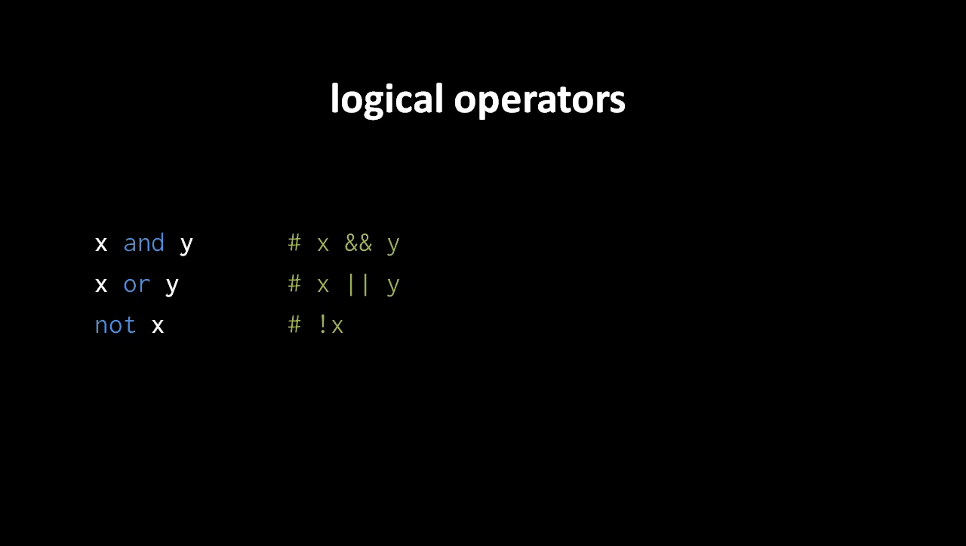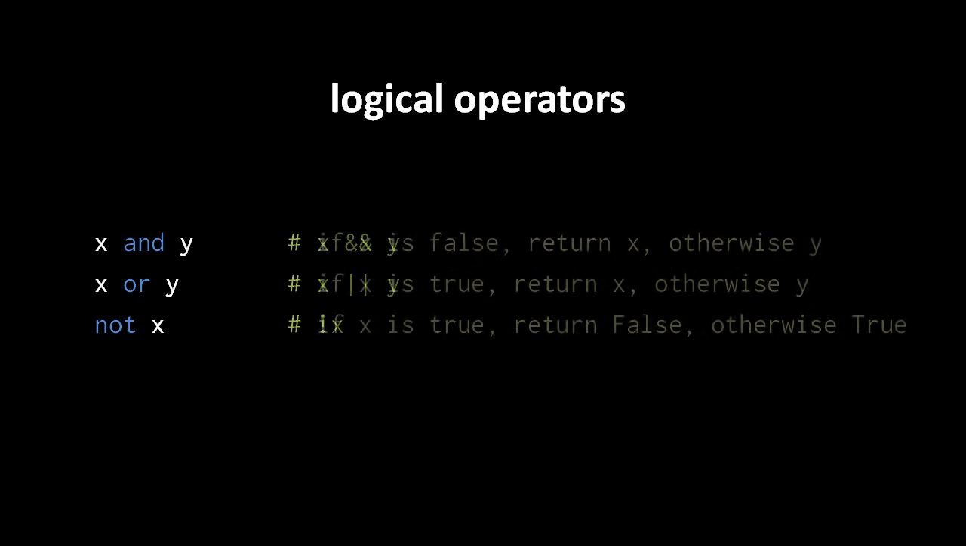Now, when it comes to the actual operation of these operators, the not operator acts like you expect. It returns the inverse truth value of whatever the operand is. So here, if x is true, then not x will return False. And if x is false, or has a truth value of false, then not x will return the Boolean value True.